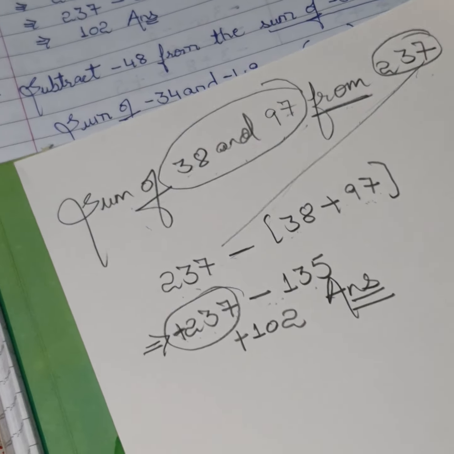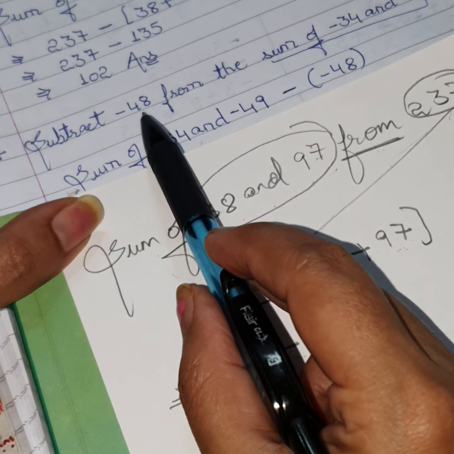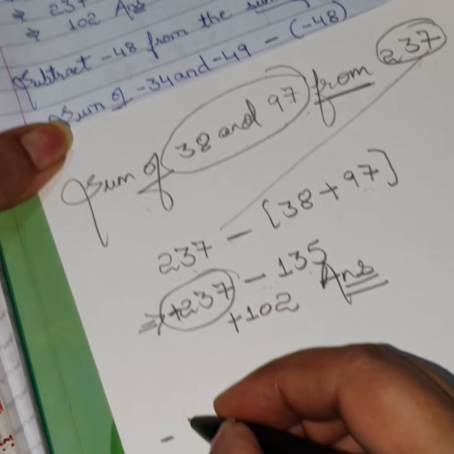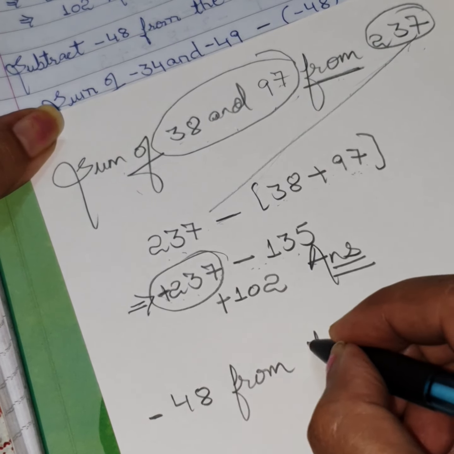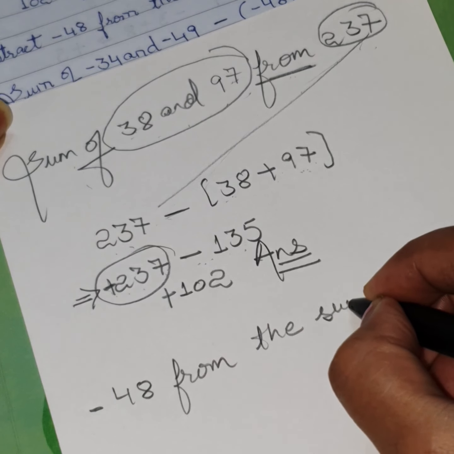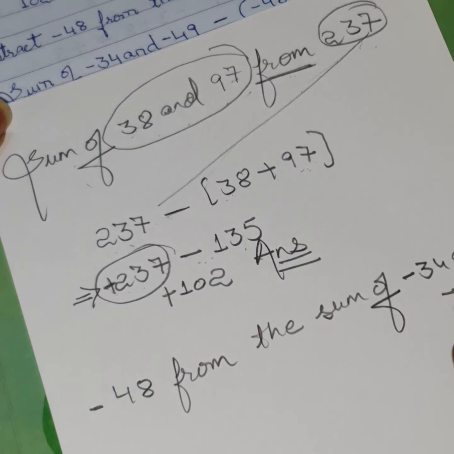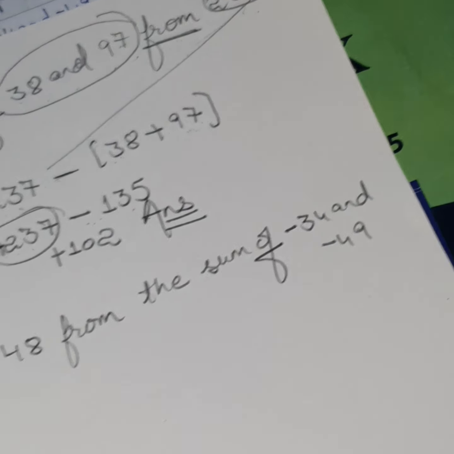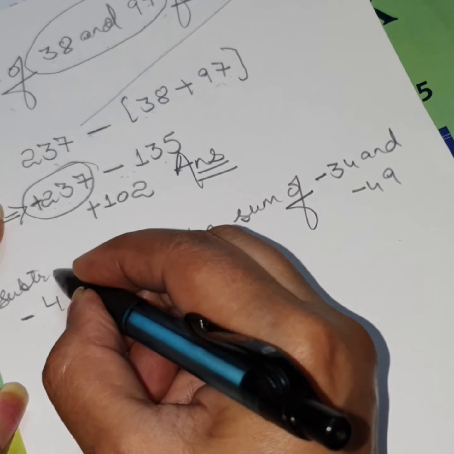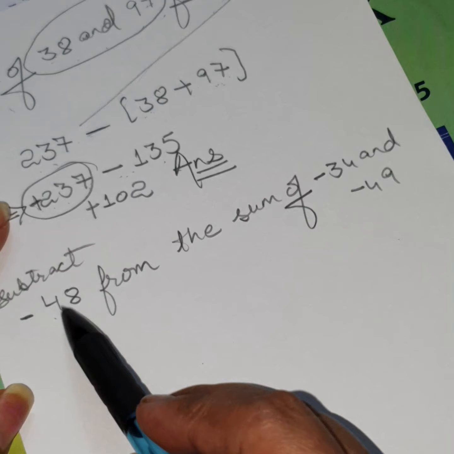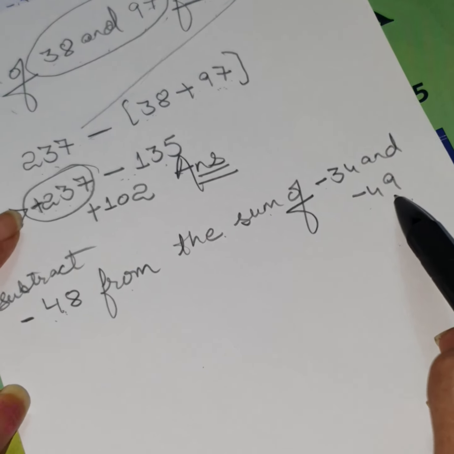Now pay attention on the next question also. It is given, subtract minus 48. What is given? Minus 48 we have to subtract from the sum of minus 34 and minus 49. See, this is the question. We have to subtract this minus 48 from the sum of minus 34 and minus 49, right?